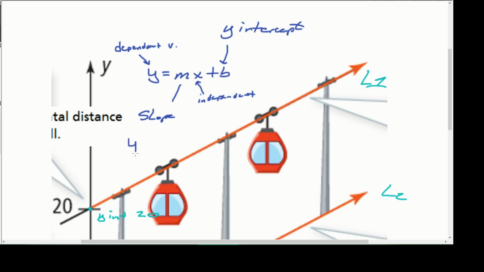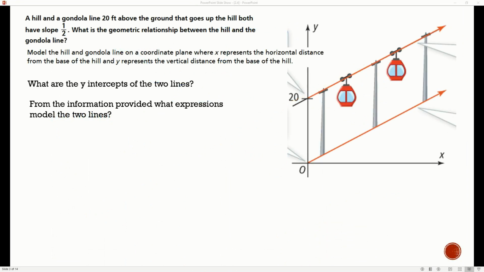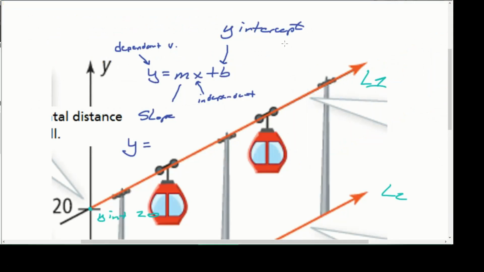So we know that y is our dependent variable, so we're going to go ahead and leave it as y. It's going to depend on what x is. Then our slope in the word problem was defined as 1/2. So I'm going to replace my m with 1/2. X is my independent variable, so as x changes, we'll find out what y is. So I'm going to leave this as x. And on this line, my y-intercept, I said, was 20. So I am going to put 20 there.